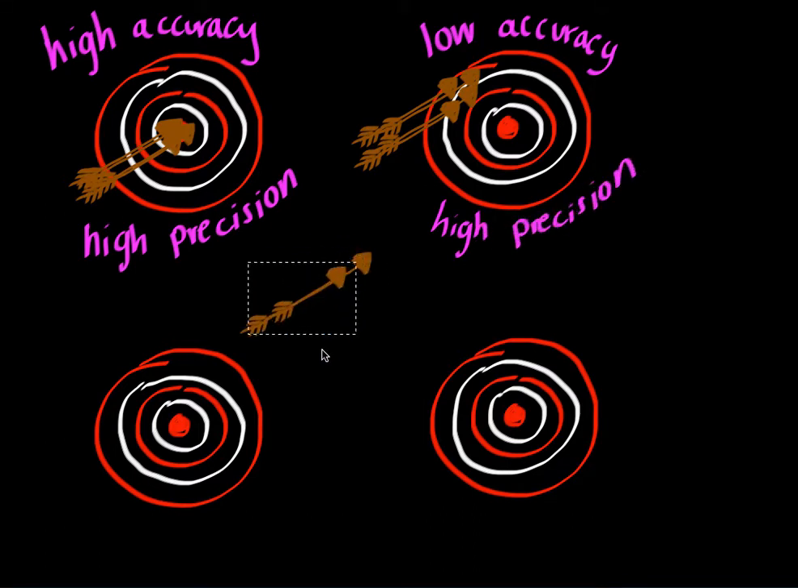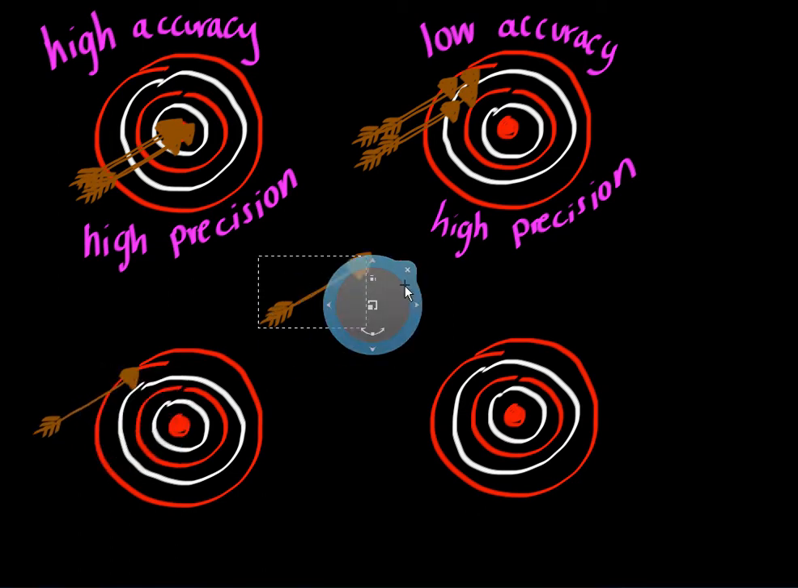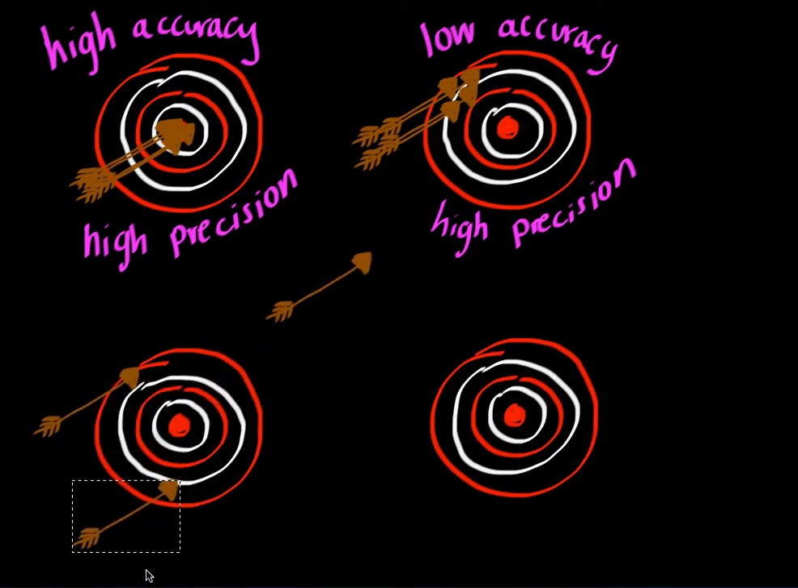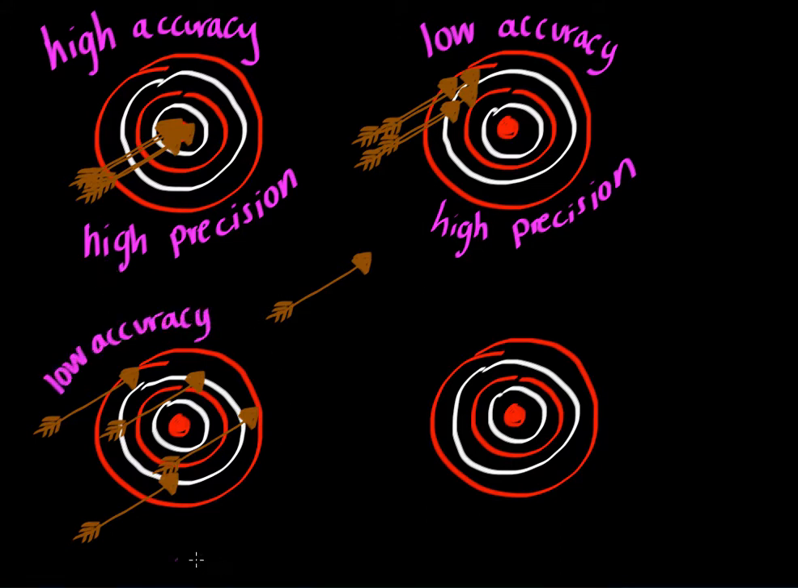Now what about if a person threw arrows all over the board, all over the target? Actually, nothing really had a pattern. Well, this would be considered low accuracy because nothing is hitting the bullseye, but it's also considered low precision because none of the arrows actually landed near each other.